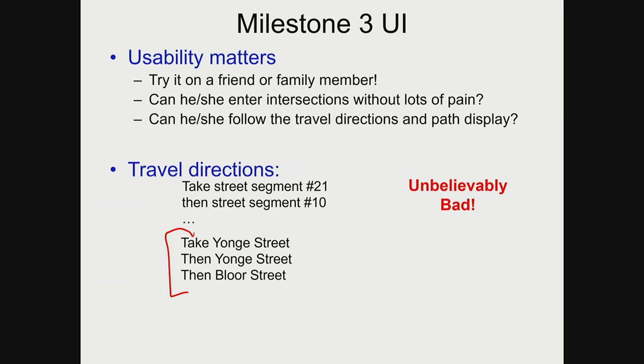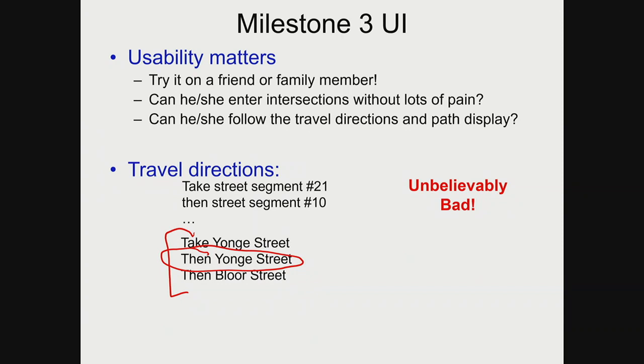Even from these three lines. So A09, let's go to you. What do you think? When it says take Yonge Street, then Yonge Street, it doesn't really specify. Yeah, this looks a bit bizarre, right? Take Yonge Street, then Yonge Street. I guarantee there will be quite a few teams whose travel directions look like this.